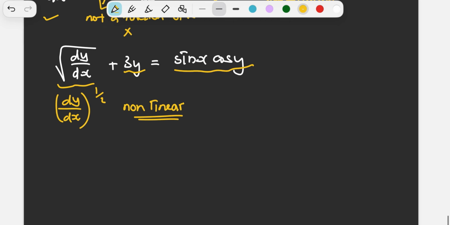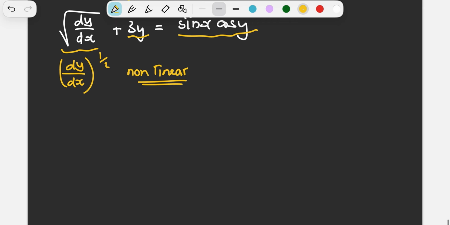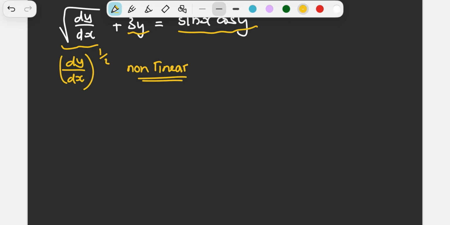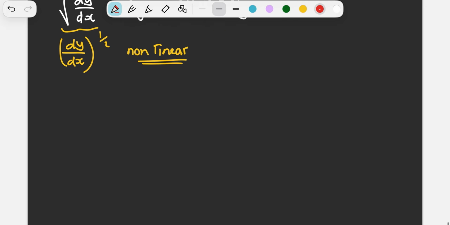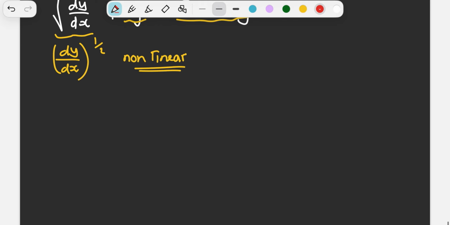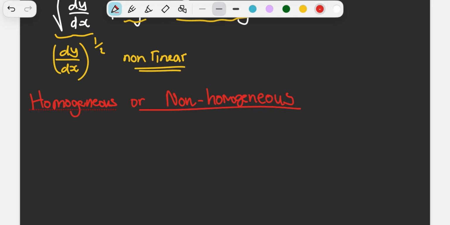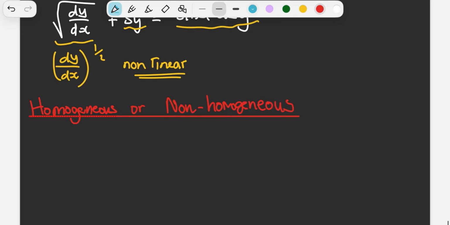So that's basically how you determine whether a function is linear or non-linear. Another way you can tell what type an ODE is, besides whether it's linear or non-linear, is another class that we're going to talk about: whether they are homogeneous or non-homogeneous. We're going to start off with the first one being homogeneous.